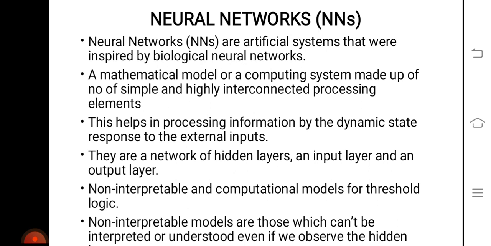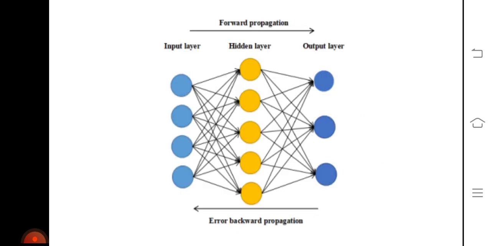Non-interpretable and computational models for threshold logic. Non-interpretable models are those which can't be interpreted or understood even if we observe the hidden patterns. See this neural network, which contains three important layers. This is forward propagation. In this, the input layer is there, the hidden layer is marked in yellow color, and the output layer. The three layers are important. From input to output, this is called forward propagation. From output to input, this is called error backward propagation. This is called a neural network.